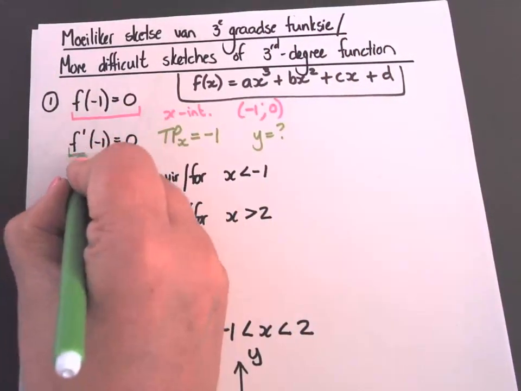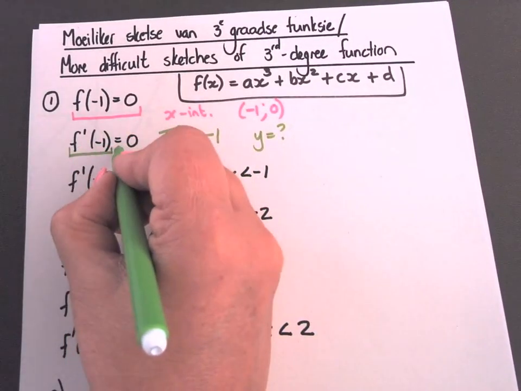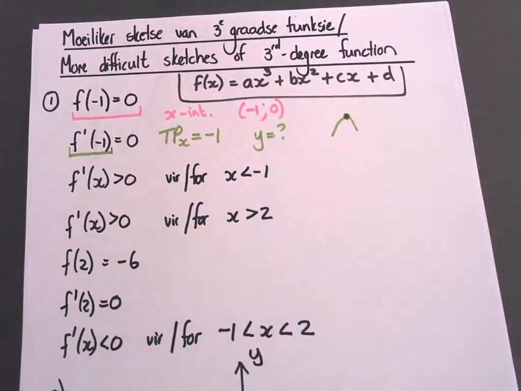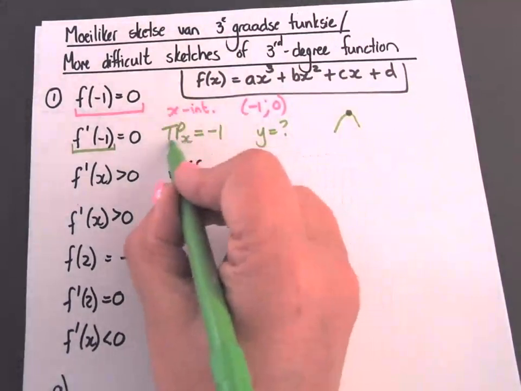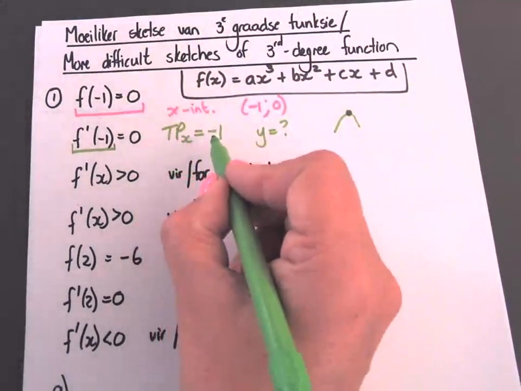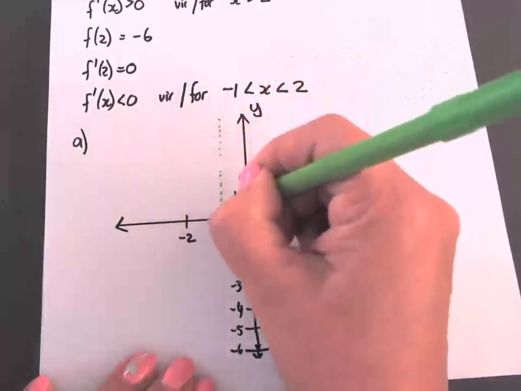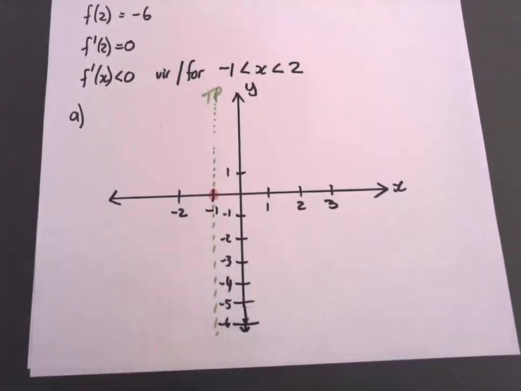That means the gradient is 0 at the turning point. The gradient is 0 on that point. Okay. So what you do now is you take a pencil. And I know that the turning point is on negative 1, where x is negative 1. So I draw a dotted line there in pencil. And I say this is my turning point. It must turn on this line somewhere. I don't know yet where.